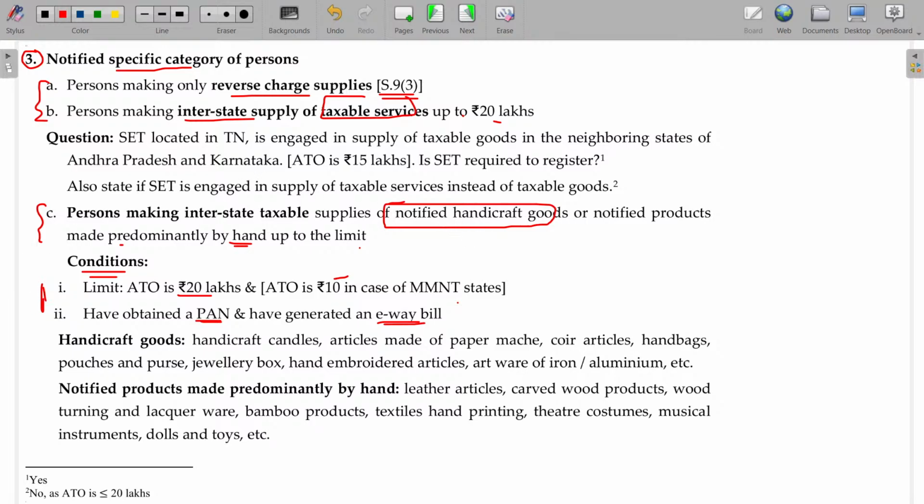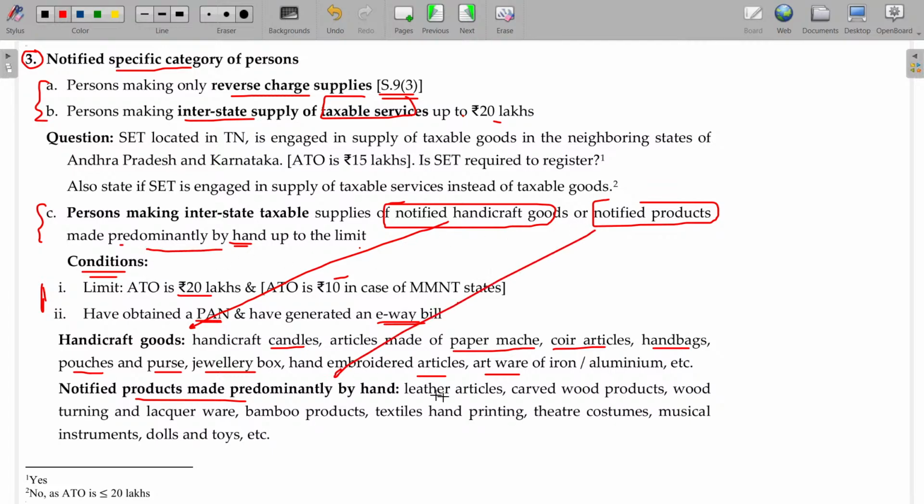Now, what is the meaning of notified handicraft goods, sir? Handicraft candles, articles made up of paper mat, coir articles, handbags, pouch, purses, jewelry box, and embroidered article, artware of iron and aluminium. And notified products made predominantly by hand. Second one being notified products predominantly made by hand: leather article, carved wood products, wood turning and lacquerware, bamboo products, textile hand printing, theatre costumes, musical instruments, dolls and toys, etc. Okay, this will fall into this case.